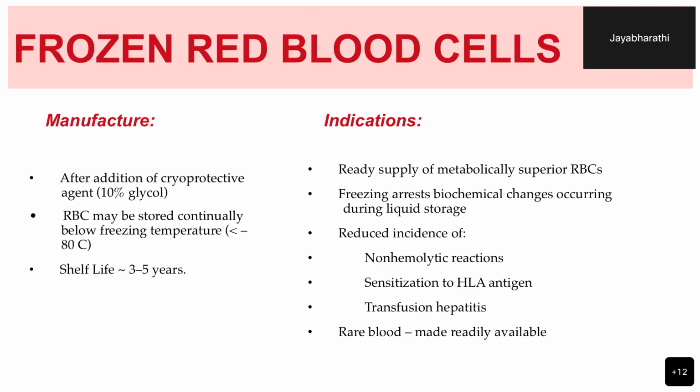Coming to the frozen red blood cells, after addition of a cryoprotective agent like 10% glycerol, frozen red blood cells can be made. RBCs can be stored continually below freezing temperature, that is less than minus 80 degrees Celsius. The shelf life for frozen red blood cells is 3 to 5 years. And indications include ready supply of metabolically superior RBCs. Freezing arrests the biochemical changes occurring during liquid storage.